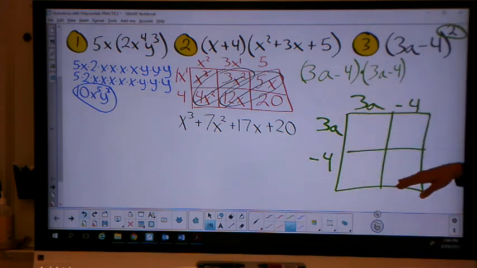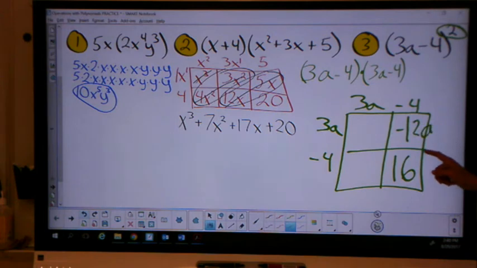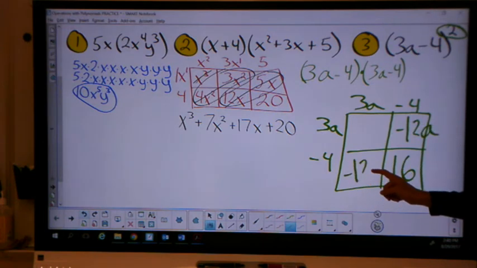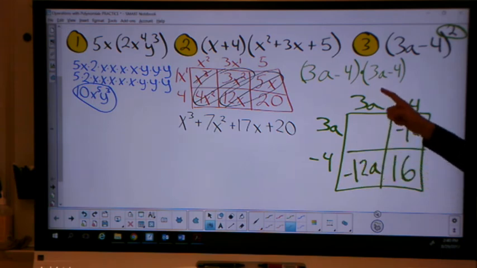So the bottom right box is the easiest one to fill in based on how I set it up. Negative 4 with another negative 4, they are multiplying together. Abby? 16. 16 is correct. 3a times negative 4 for this box right here, Parker? Negative 12a. And I'm just going to go ahead and put the other negative 12a down here because it is the exact same negative 4 times 3a thing going on right here.